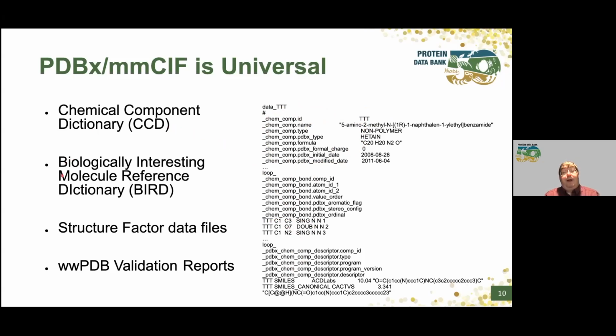Also, we have an archive of what we call the Biologically Interesting molecule Reference Dictionary, BIRD, which is a series of annotations that link together polymers which are antibiotics or ligands, or inhibitors. Some of these are very unusual, but you should have a way in order to search for these larger constructs.